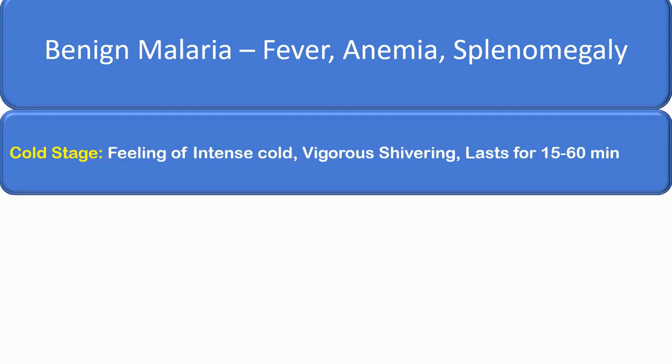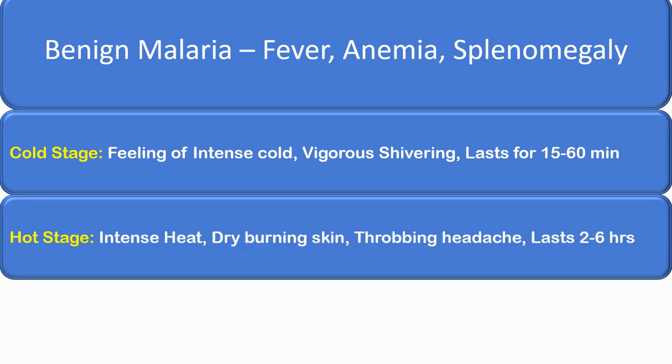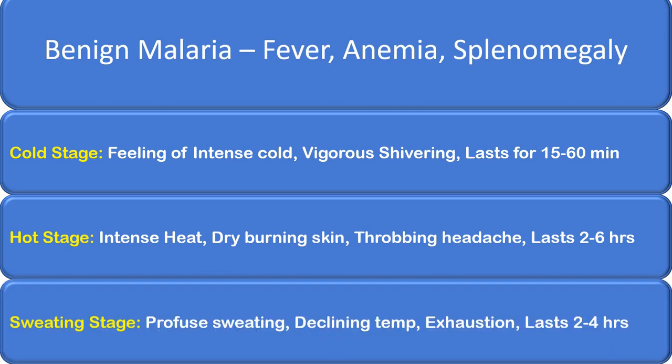Cold stage lasts for 15 minutes to 1 hour and the patient feels headache, nausea, intense cold, chills and rigor in this stage. Next is hot stage, in which the patient develops a high-grade fever and dry burning skin. Headache persists but nausea diminishes in this stage. Next is the sweating stage, in which the fever comes down with profuse sweating. The skin becomes cold and moist. Patient feels relieved and often asleep. This stage lasts for 2 to 4 hours.